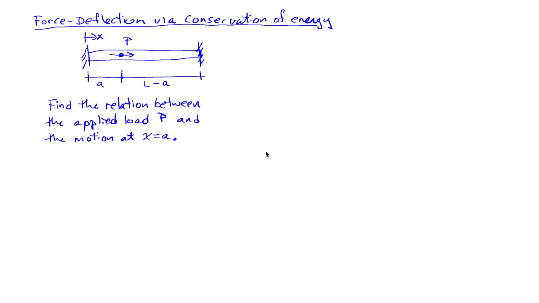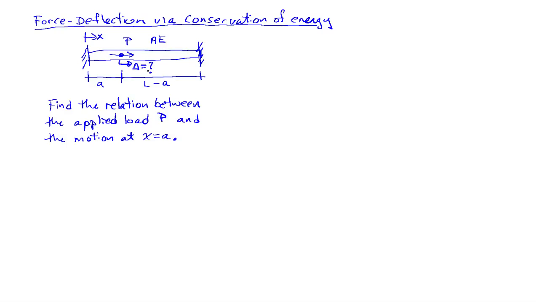In this example, we'd like to calculate the relationship between an applied force P and the motion at the point at which we're applying the force. So we have a tension compression bar with cross-sectional area A and Young's modulus E, and we'd like to consider the deflection at this point here and determine its relationship to the applied force.